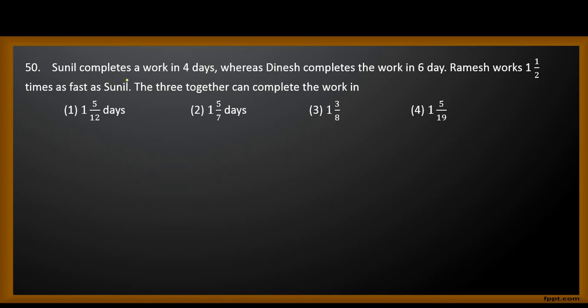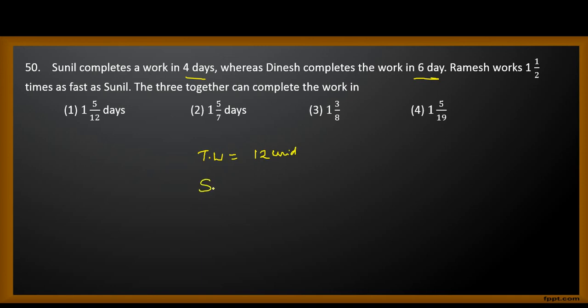Sunil completes a work in 4 days, whereas Dinesh completes the work in 6 days. Ramesh works 1.5 times as fast as Sunil. The three together can complete the work in how many days? 1 by 2, which is nothing but 3 by 2. How to tackle this question? Assume, what is the number of days given? 4 and 6. What is the LCM of 4 and 6? 12. Assume the total work equals 12 units.